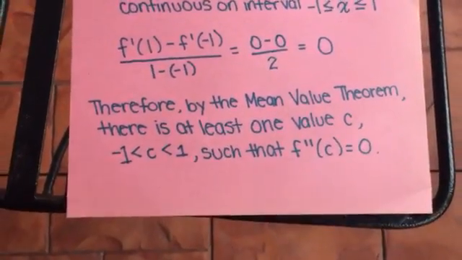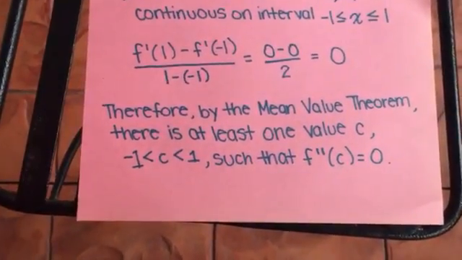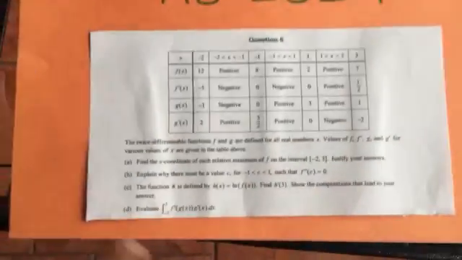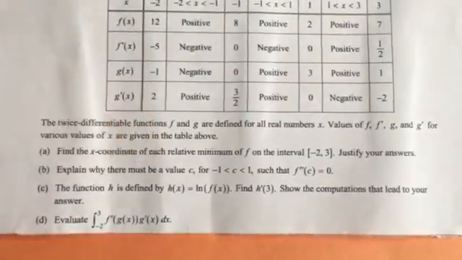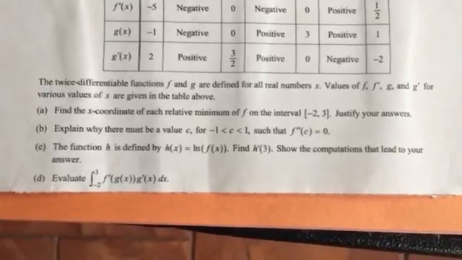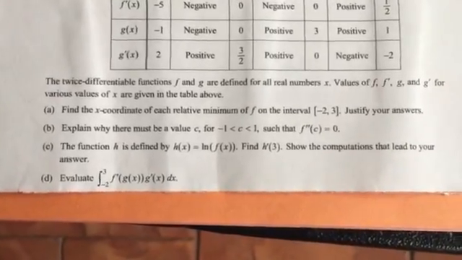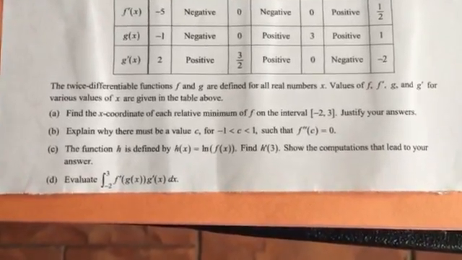And we're going to go back to the question again, because there are two more parts for this. The question asks if there's a function h of x equals ln of f of x, and you have to find h prime of 3. And then part D asks about evaluating an integral. We're going to show you how to do that part.